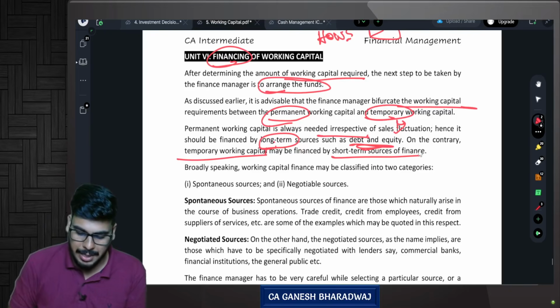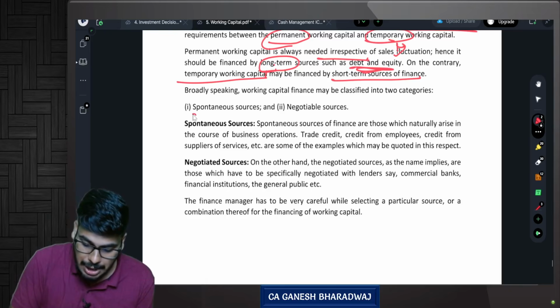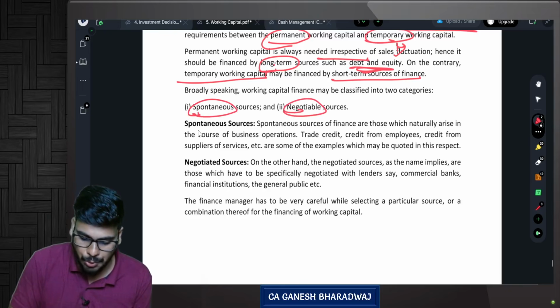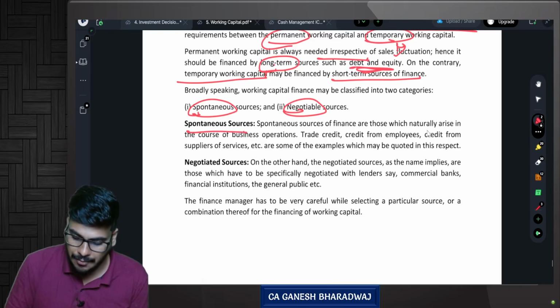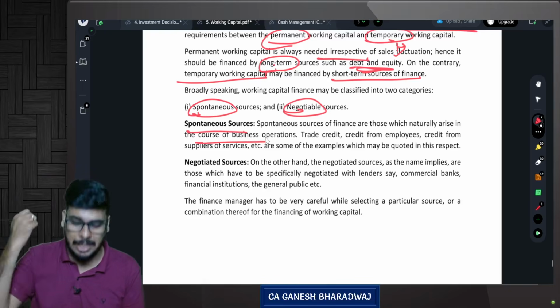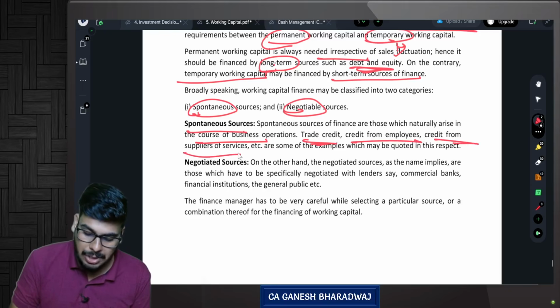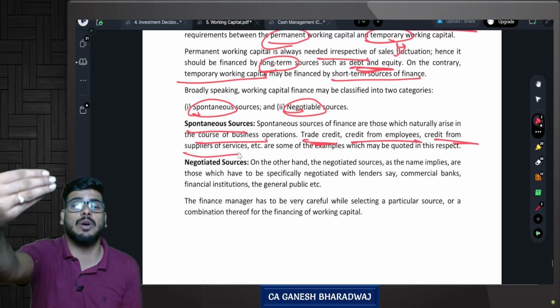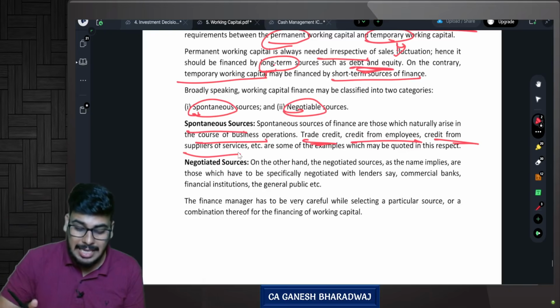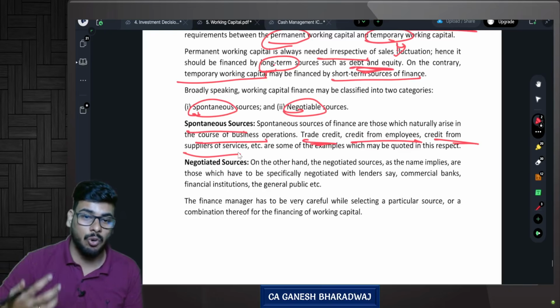So broadly speaking, the working capital finance can be classified into two categories: spontaneous sources and negotiable sources. Spontaneous sources are the sources of finance which naturally arise in the course of business operation. That is nothing but your creditors, correct? Trade credit, credit from employees, credit from suppliers of services, that is outstanding wages. For 1 month delay, they will accept all these things. These are spontaneous sources, that is they are naturally bundled in the course of the business.